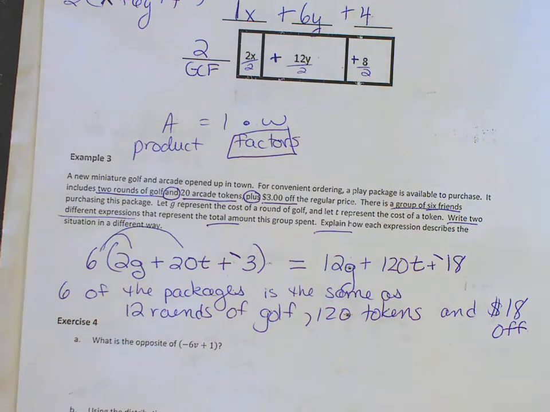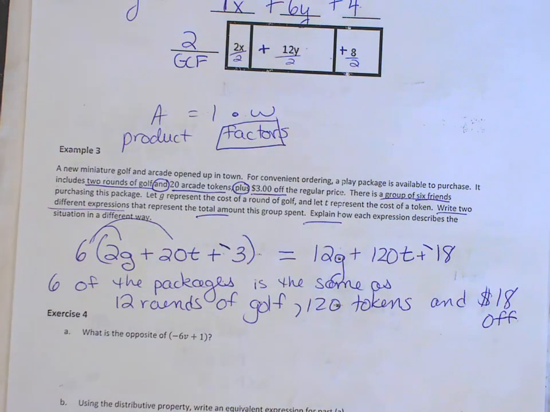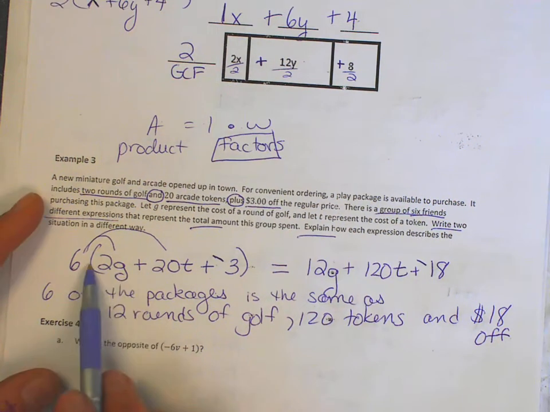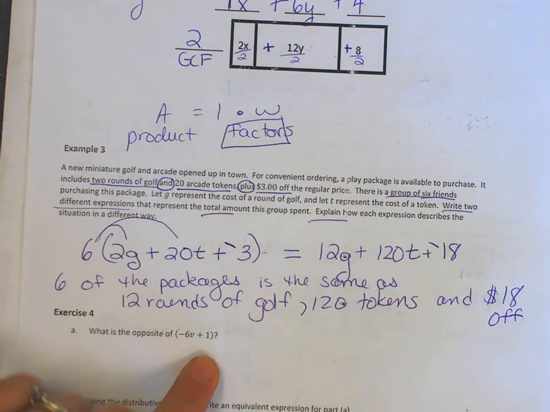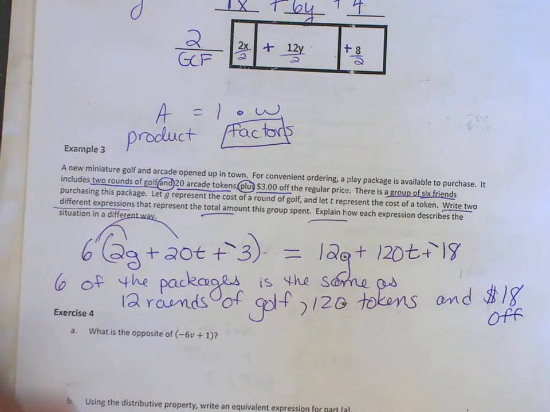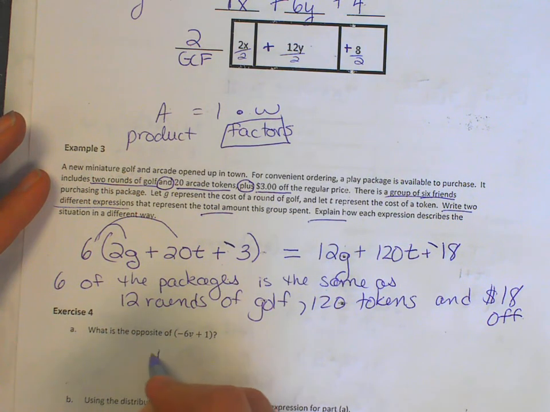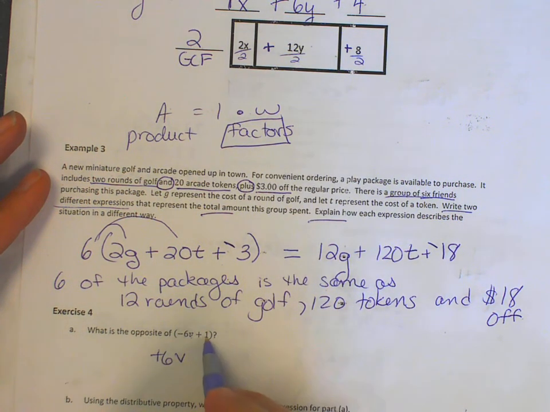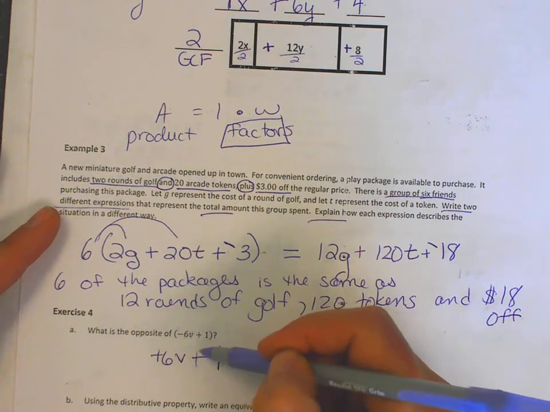And now maybe you think it's a little easier than you thought it was in the beginning. It's really not that bad. If I have to write equivalent expressions, I need to do some math, so I distributed. Okay, check this out. What's the opposite of this? Opposite means you change the sign. The opposite of a negative 6v is a positive 6v, and the opposite of a positive 1 is a negative 1. I can write it minus 1, or I can write plus a negative. It's all good.